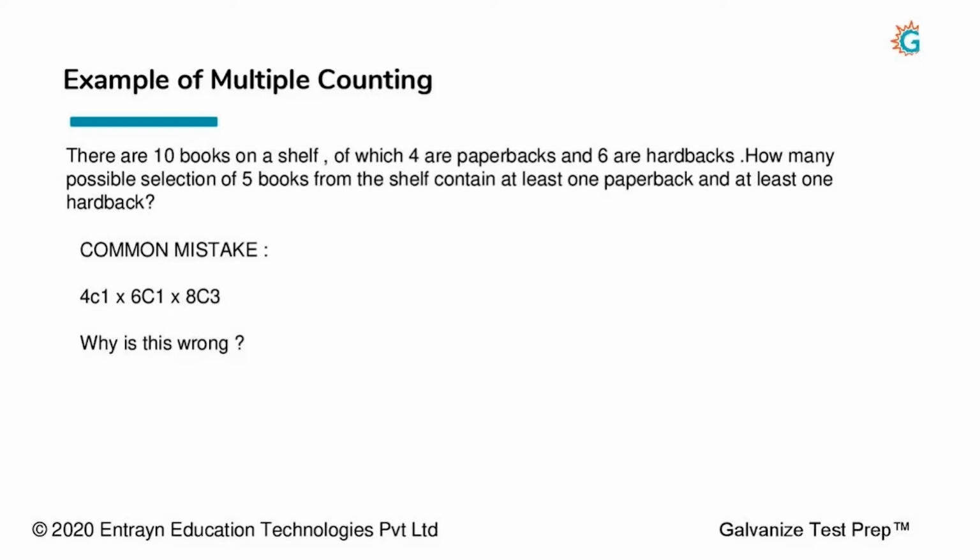This is a very common mistake that students make. It says at least one paperback and at least one hardback. They would say 4C1 times 6C1 times 8C3. That is, pick one paperback, pick one hardback. Then the remaining 3 have to be picked from the remaining 8. That would be 8C3 ways. So 4C1 times 6C1 times 8C3 ways. Clear? But this is wrong. This is a wrong approach. Okay, let me tell you why this is wrong.